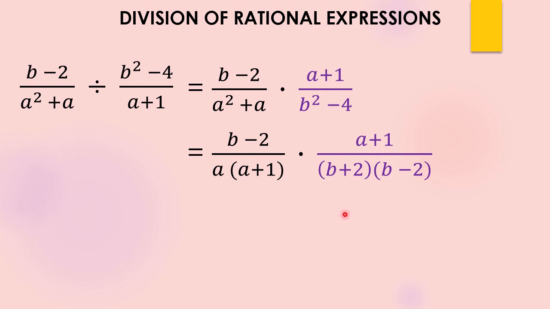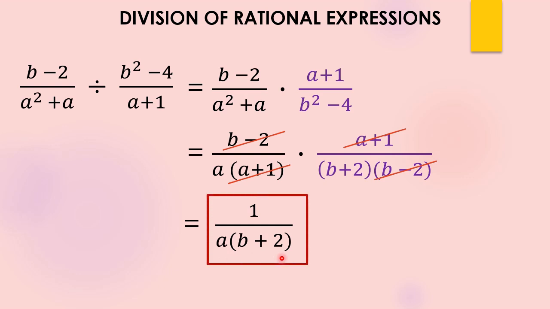So let us use the cancellation method. Remove all the common factors, the factors that are common in numerator and denominator. So we have b minus 2, a plus 1. So what remains is 1 over a times b plus 2. So our final answer is 1 over a times b plus 2. So this is now our final answer.